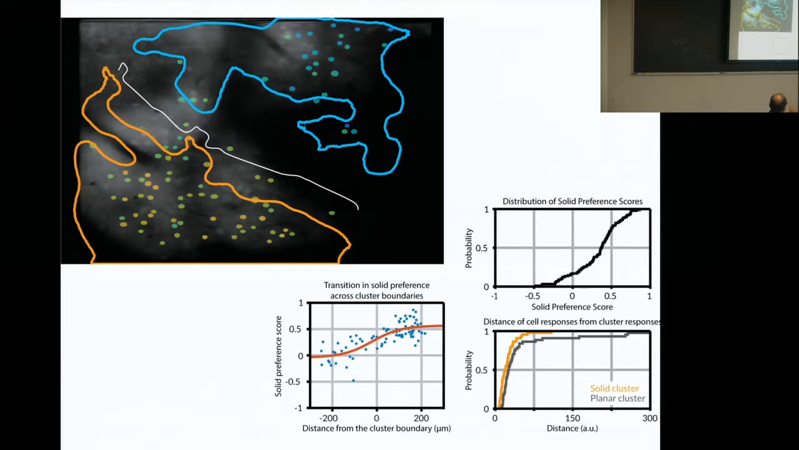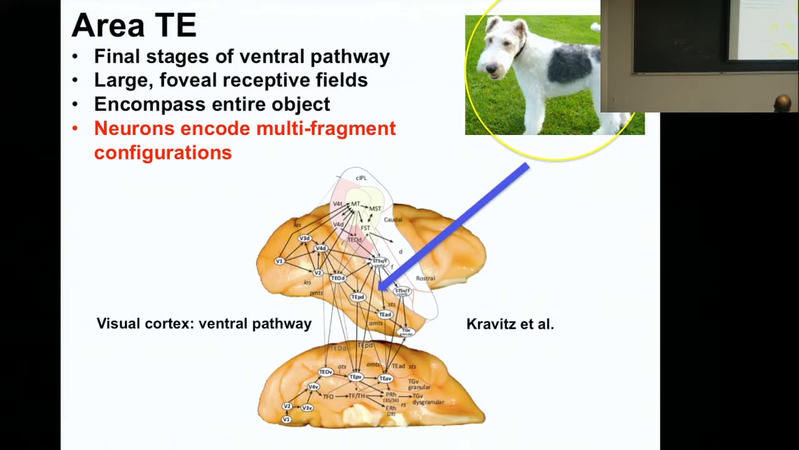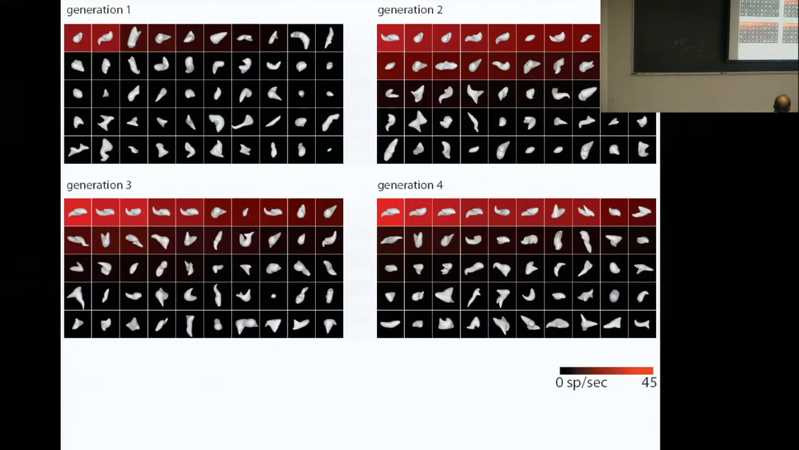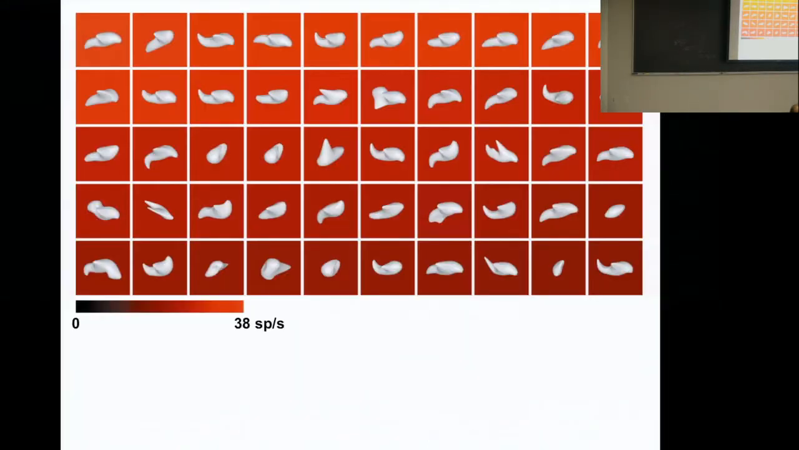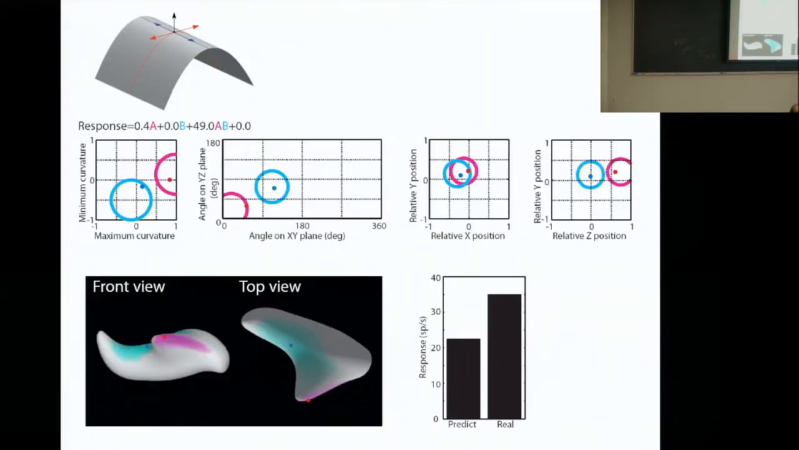I've only got a few minutes, 2 minutes. Let me just jump through this. TE, same kind of experiment. Here, we really did modeling. We broke up the surface into relatively consistent surface fragments using something similar to what Peter was talking about, and then fit a model based on those fragments to describe what was the common feature in all these high response stimuli for this TE neuron.